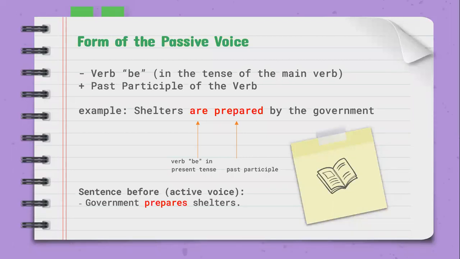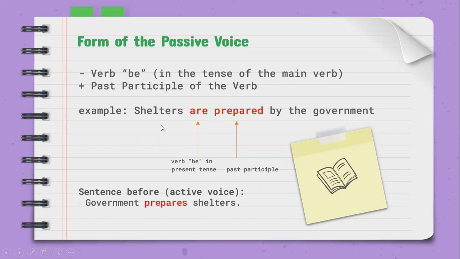Now, how do I form it? As we said, we should have verb to be plus the past participle of the verb. For the verb to be in the passive voice, I go back to the active voice and I look at the verb. What is the tense of the main verb? If it's past simple, verb to be should be written in the past simple. If it's past perfect, it should be written in the past perfect. If it's perfect progressive, whatever, you know? So the form for the passive voice is verb to be in the tense of the main verb and the past participle of the main verb.